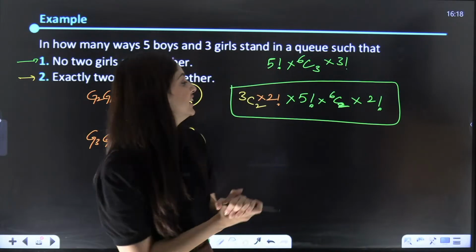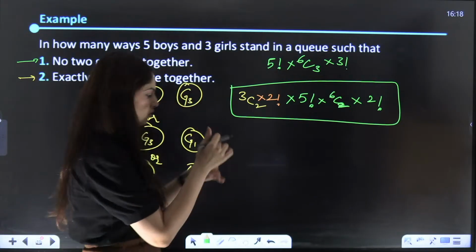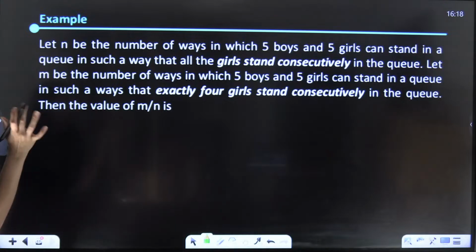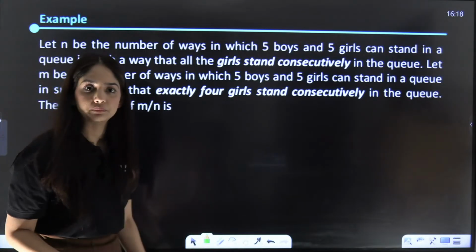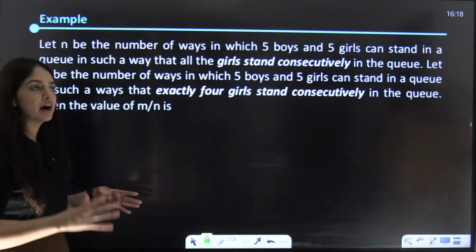Alright, so this is how we can calculate. Now let's move on to our last problem. I want you to try this first. I'm going to give you some time and then we're going to discuss the solution. So it's based on everything we've done so far.